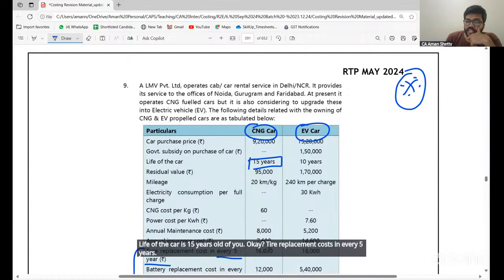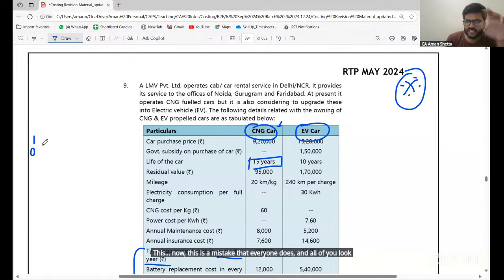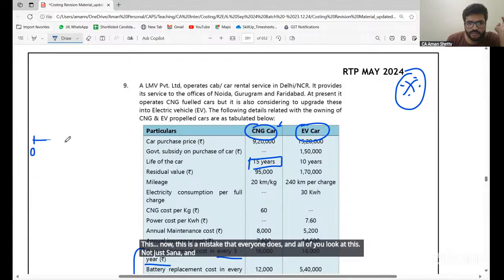Now, all of you quickly tell me what will be the replacement cost of CNG car tires during the lifetime. 48,000. Yes. So how you did 16,000 into 3, correct, Sana? Yes, sir. Now this is the mistake that everyone does. And all of you look at this. Not just Sana, almost the entire class will do the same mistake.